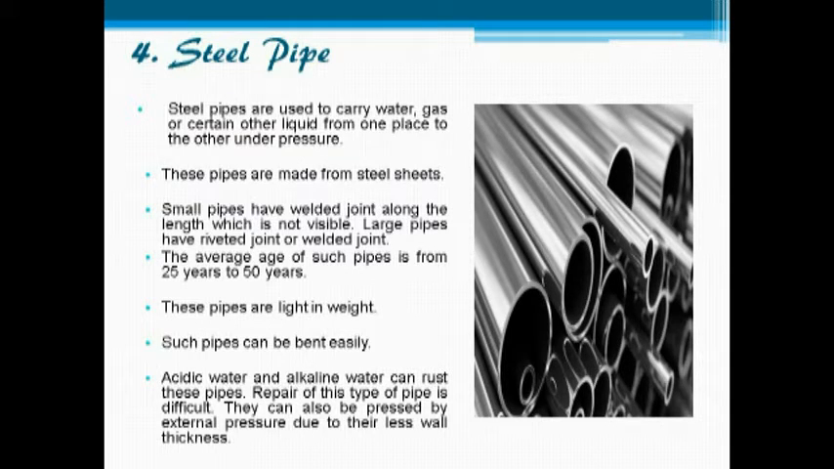The average age of such pipe ranges from 25 years to 50 years. These pipes are light in weight. They can be joined by a welded joint, placed on an open support, or joined by a flange joint. Such pipes can be bent easily. Acidic and alkaline water can rust these pipes. Repair of this type of pipe is difficult. They can also be crushed by external pressure due to their less wall thickness.